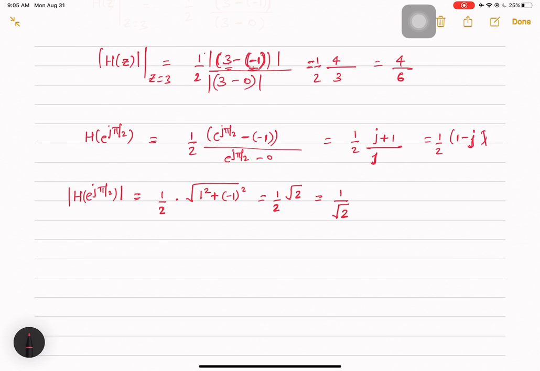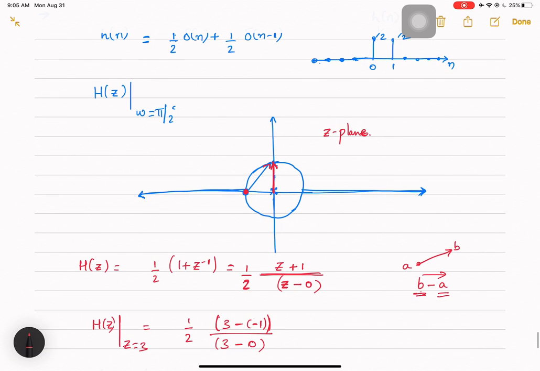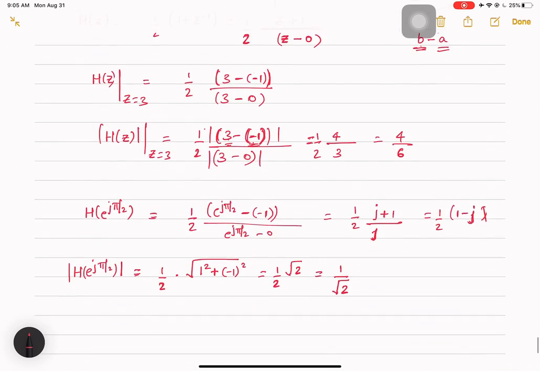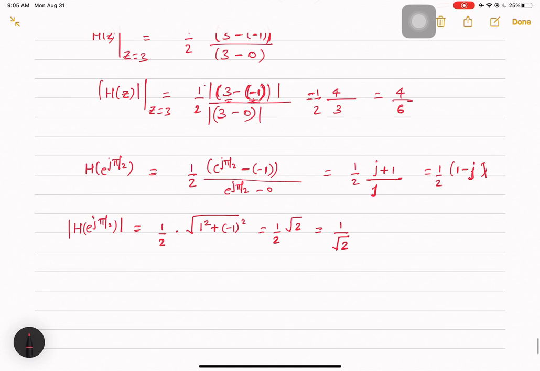So if you notice, the length of this vector is always 1 because it is the vector starting from the origin to the point on a unit circle, hence this is nothing but a radius which is equal to 1, and this length will be equal to 1 by root 2. So 1 by root 2 by 1 will give you the value of the magnitude. So this is how you evaluate the Z transform geometrically, and this is the response of the filter for the frequency content whose value is omega equal to pi by 2.